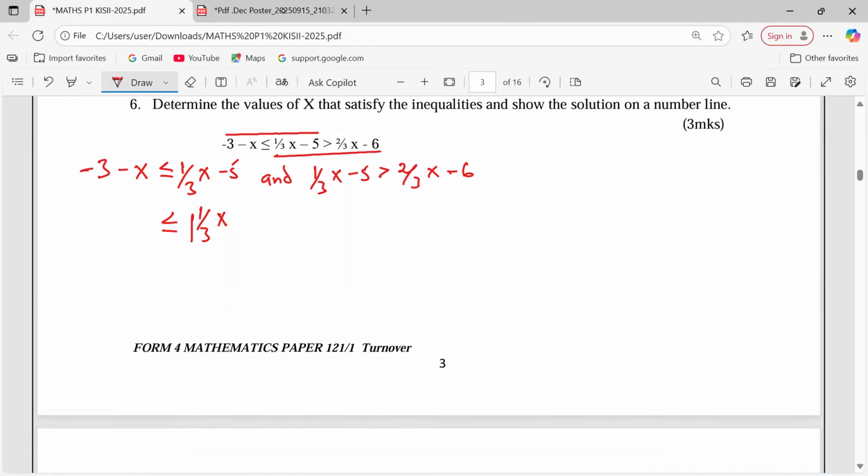So the x which is negative on the left goes to the right and becomes positive. It's like x plus a third x now. Then we also take -5 from the left to the right, sorry, from the right to the left, where it is to be added. -3 plus 5 gives us 2.